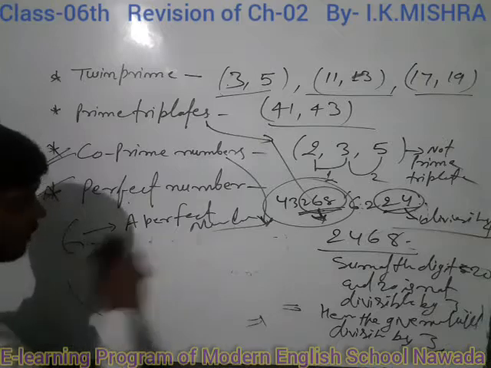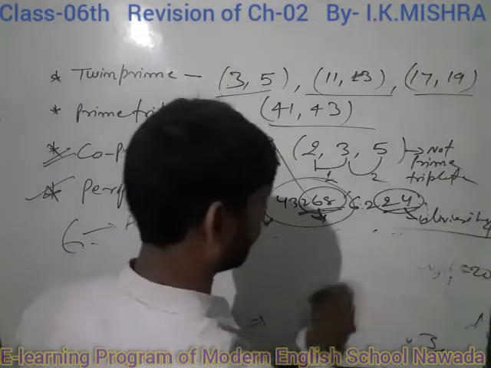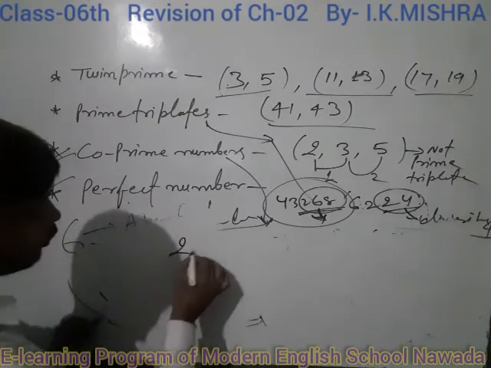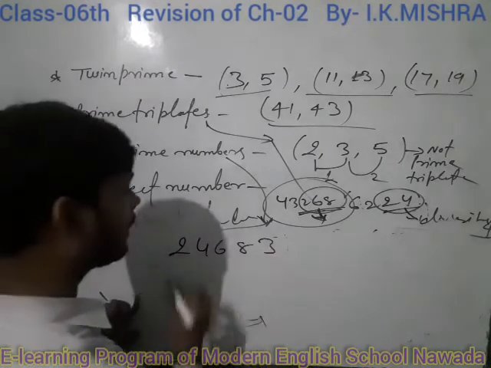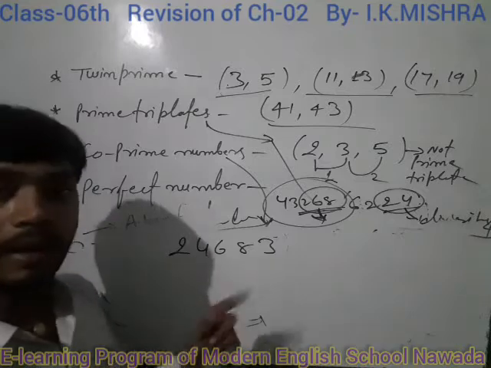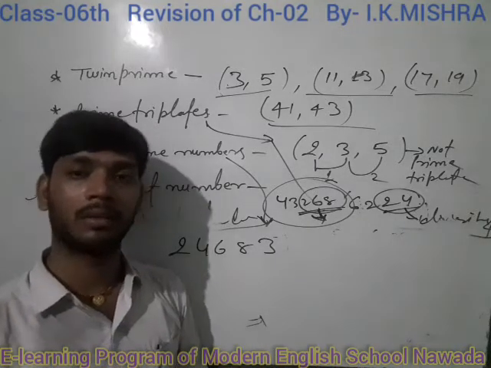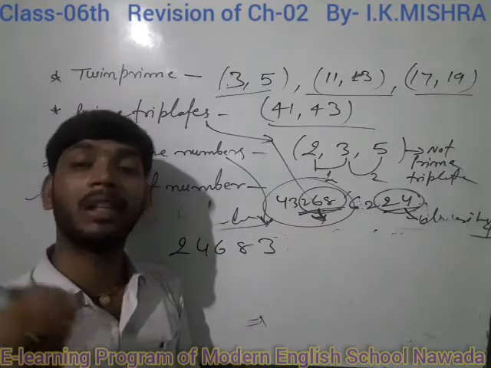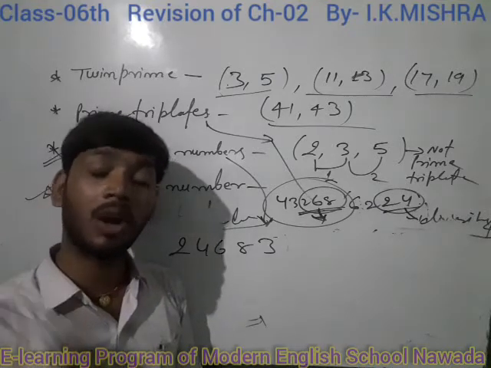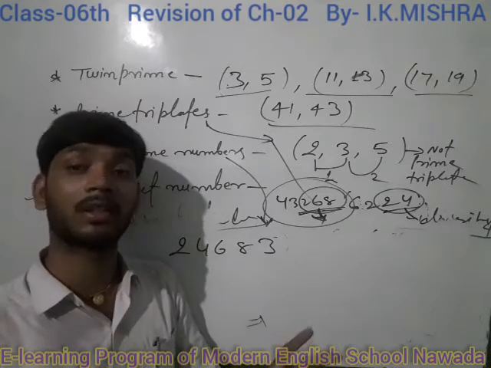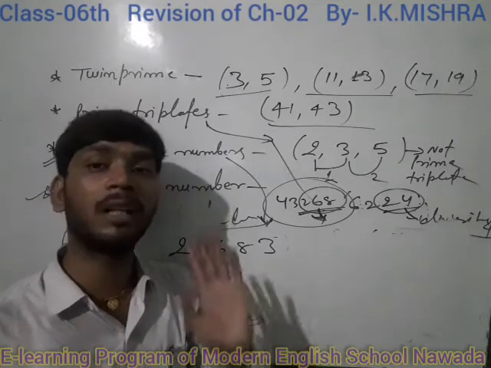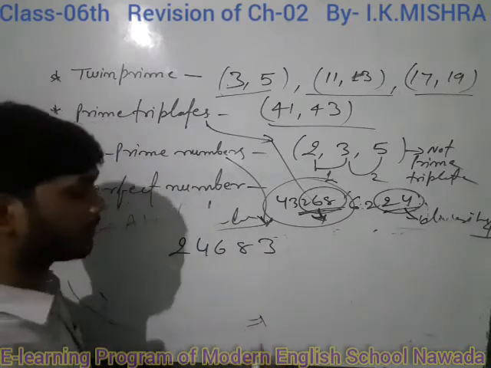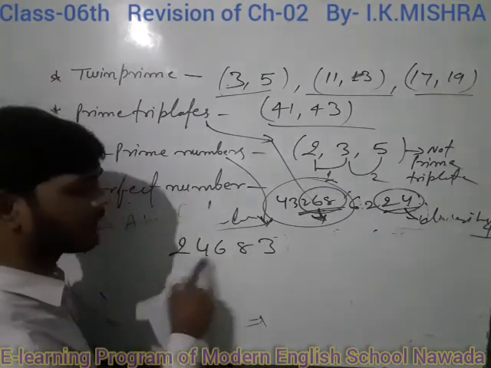And here some questions will be asked. Here I discuss some questions. Suppose you have 2, 4, 6, 8, 3. Here I write a number. The divisibility rule of 11 says, if the difference between the sum of the odd place digits and the sum of the even place digits is 0 or a multiple of 11, then that number is divisible by 11. Here odd place and even place means counting from the left side or right side.